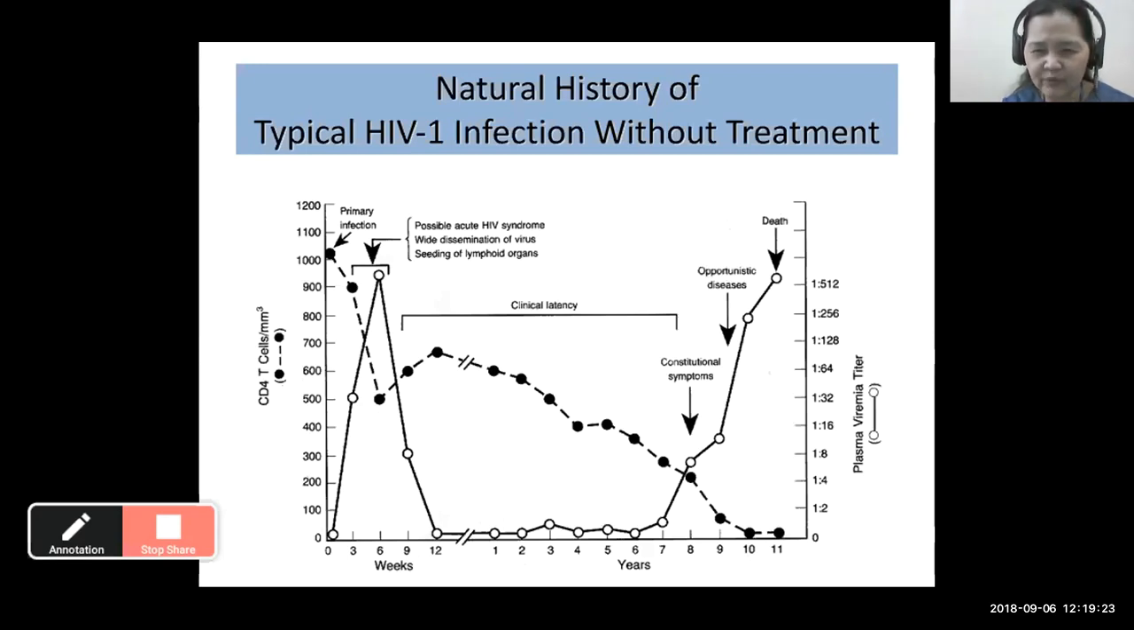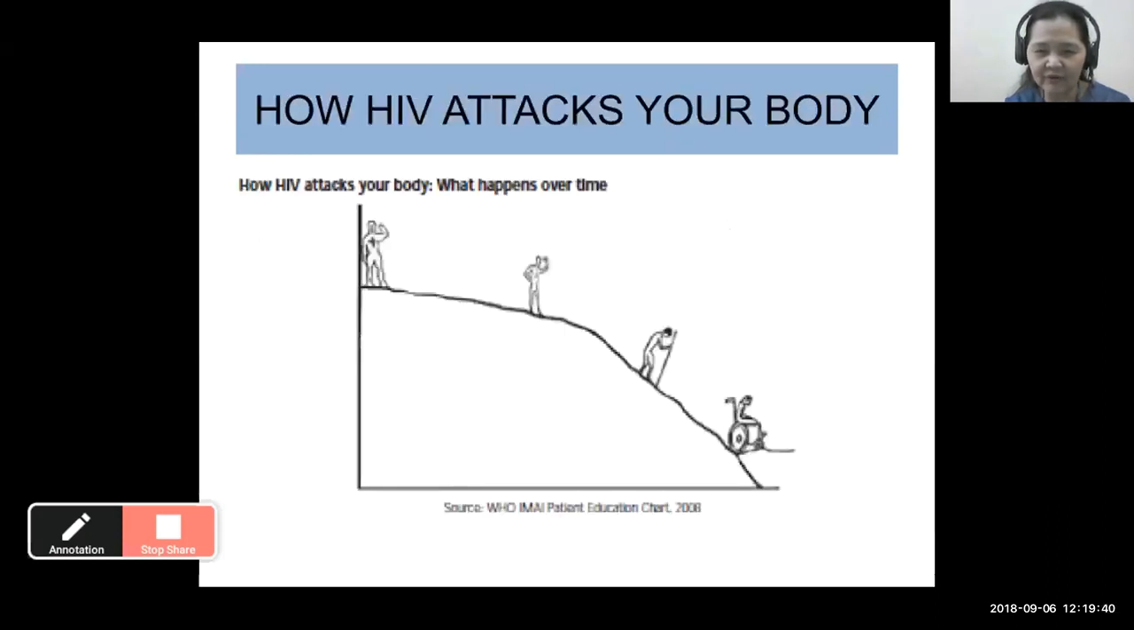And over time, when it reaches the critical number of 200, I'm sure you know that, the opportunistic diseases start, no? So, we see that in the graph. Next. Again, if we do nothing, the CD4 will continue to almost become zero and will lead to death. Okay, next.